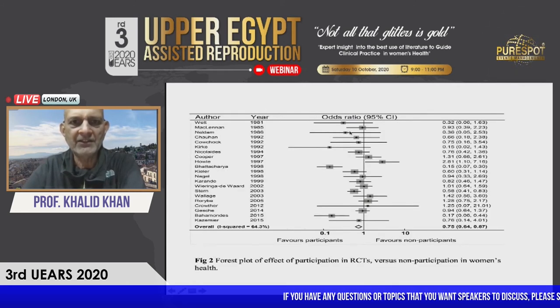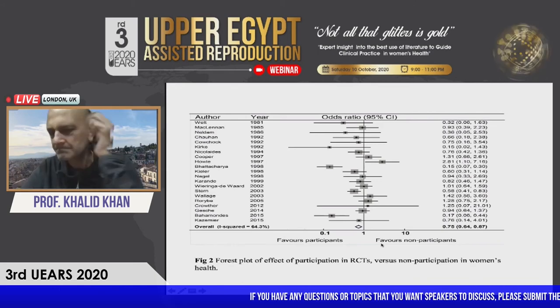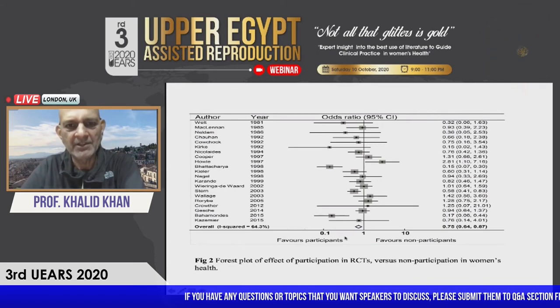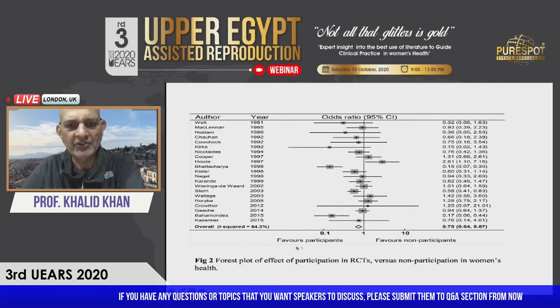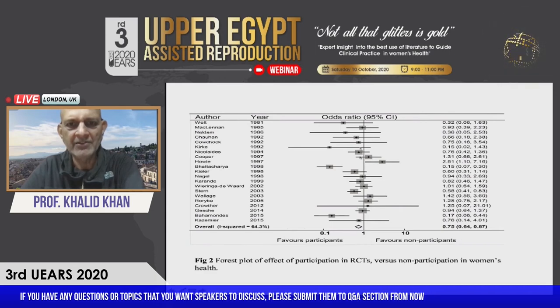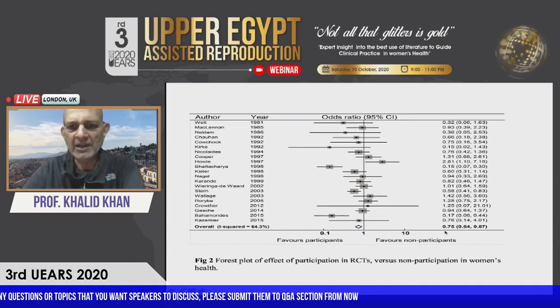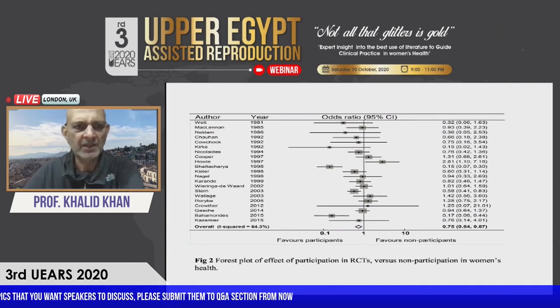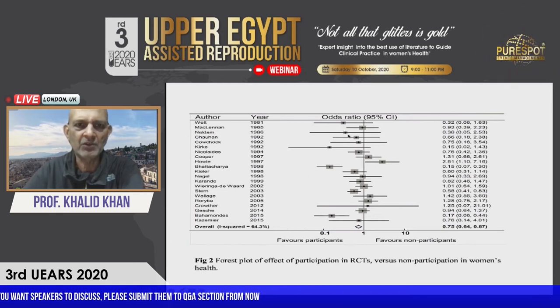So here is a meta-analysis of studies where the outcome is reported in such a way that a value less than one favors participation in research and a value higher than one favors non-participation. And here you can see that when a meta-analysis is carried out, the outcomes are approximately 25% better for those who take part in research. And these are studies all related to women's health.